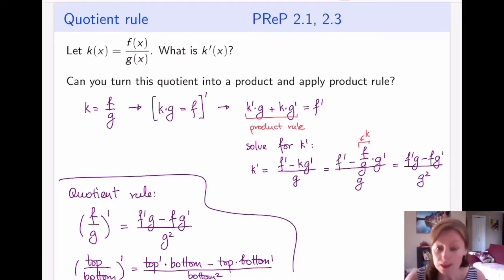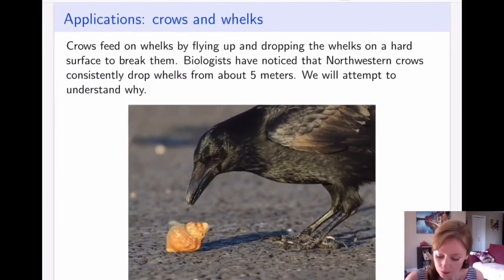Now, let's try this in applications. One of the most astonishing applications of this course is the application of crows and whelks. These particular crows are northwestern crows, so the ones that actually live in our region and down in Washington in the United States. And they feed on whelks, which are essentially just these little mollusks. Now, the mollusks are in a shell. That's what protects them from being eaten very easily.